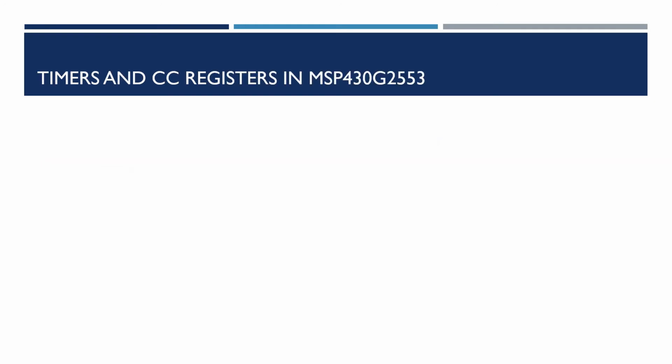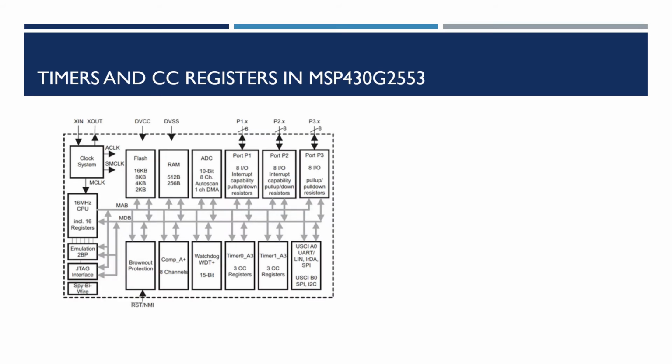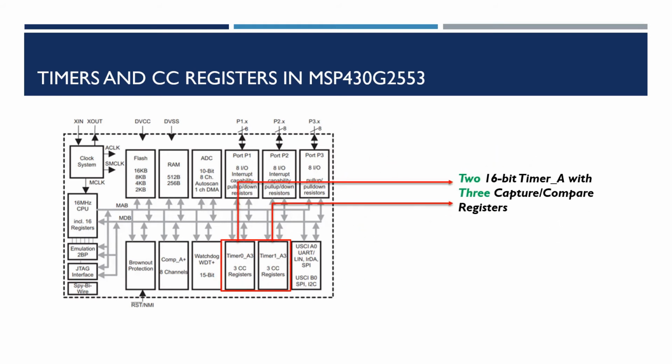Now let's go ahead and see the other registers which are present in your MSP430 G2553 specifically. So this is the functional block diagram of your G2553 as it's given in the data sheet of your microcontroller. So here we have got two timers, and these both are timer A variants. As you can see, there is timer 0 and timer 1. Both of these are timer A variants. So there are two types of timers, timer A and timer B. But in case of G2553, we've only got timer A variants.